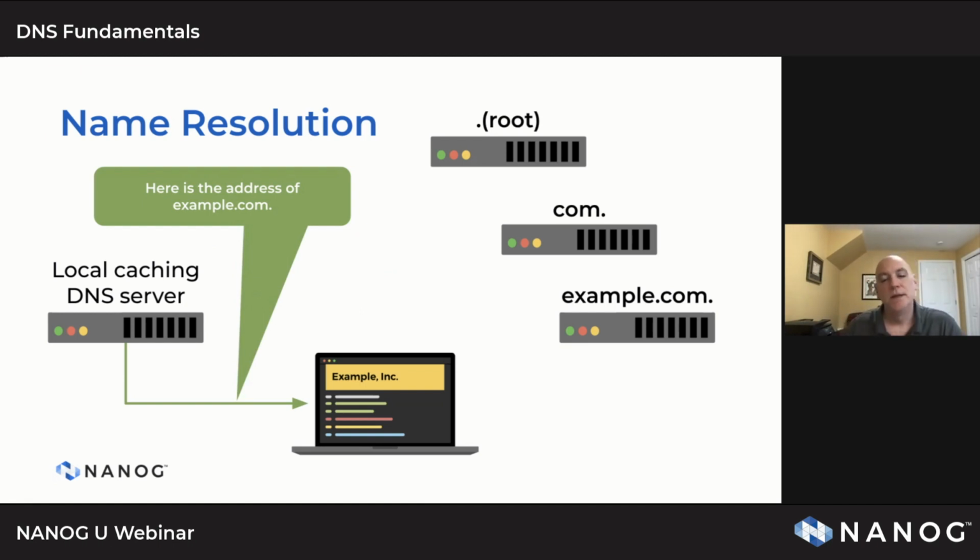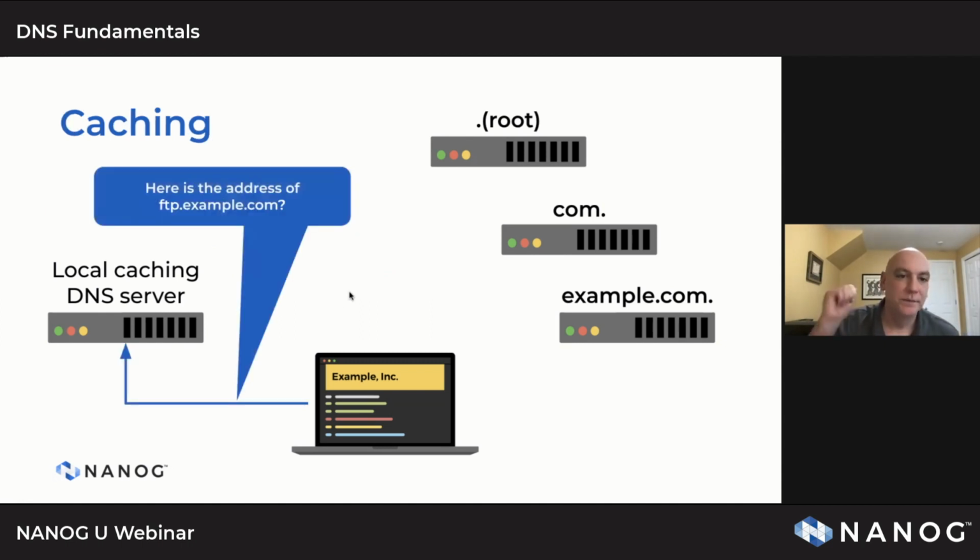Okay. Now, I think my next slide is probably on caching. Yeah, very good. I didn't talk over it this time. So the beauty here is, I had to do a lot of queries at first, right? Because I had just booted up this resolver. But now my client is asking for ftp.example.com, right? So I already know the name server for example.com, right? So now I don't have to do that, asking all the way down from the root.